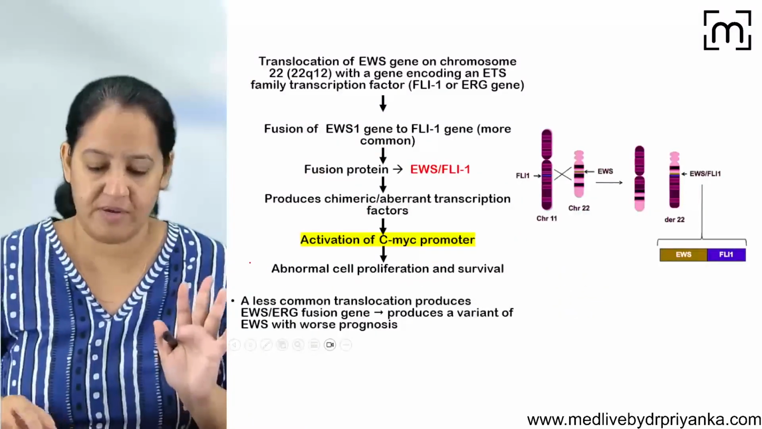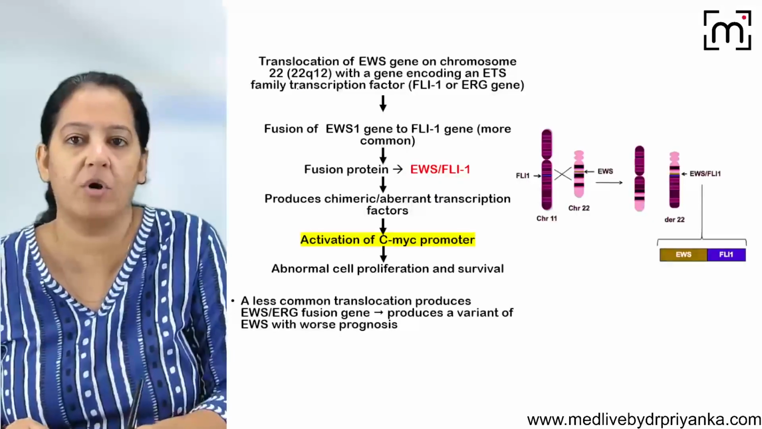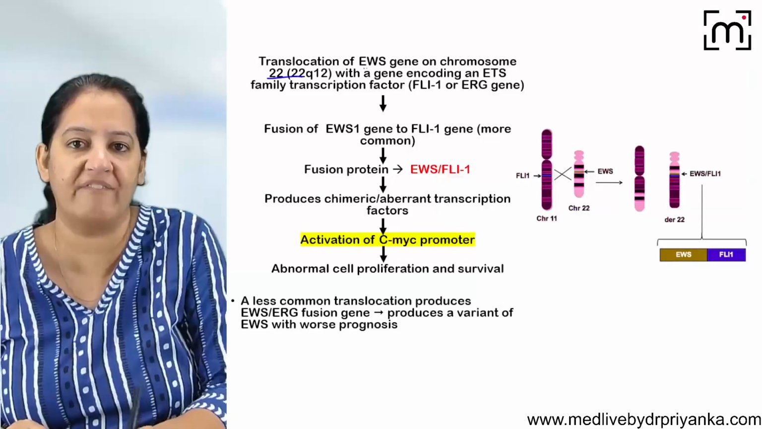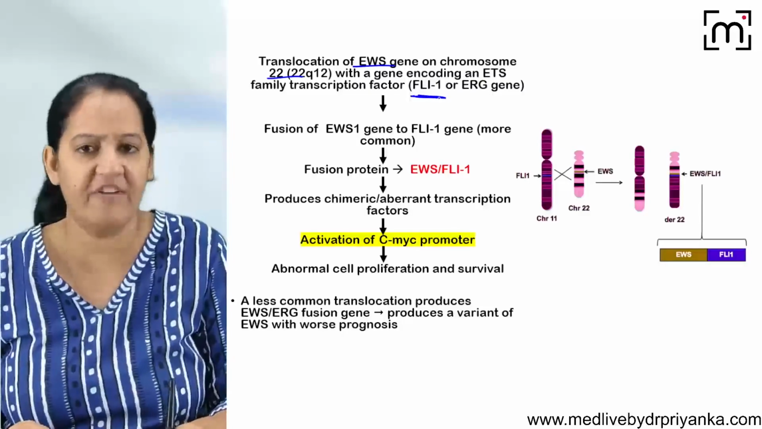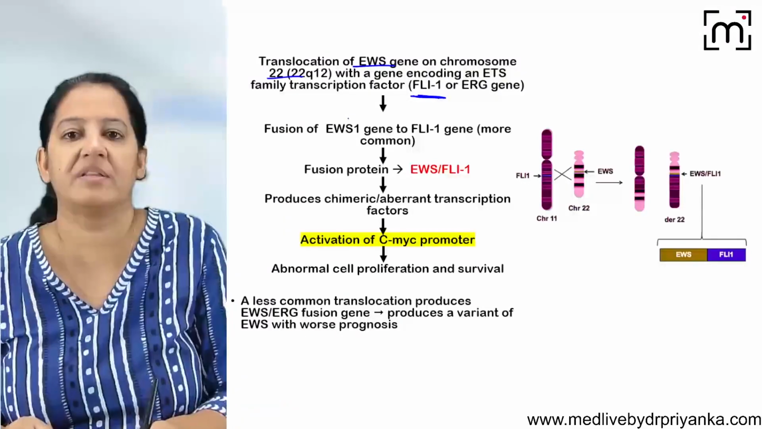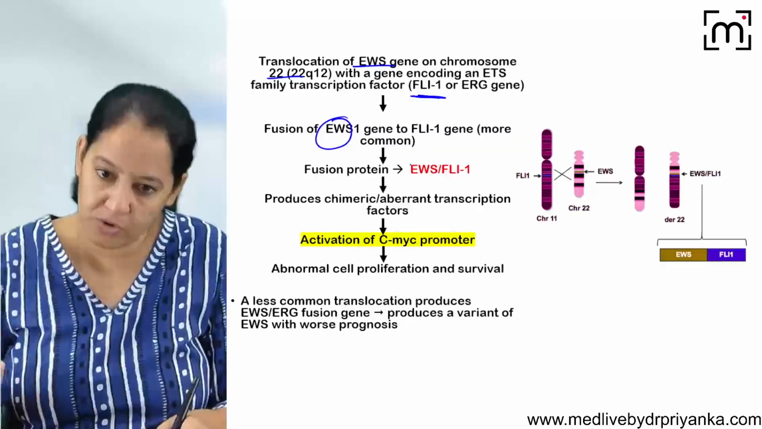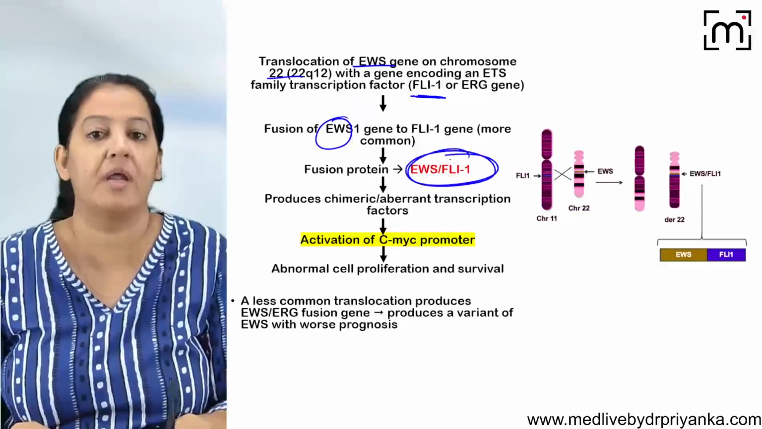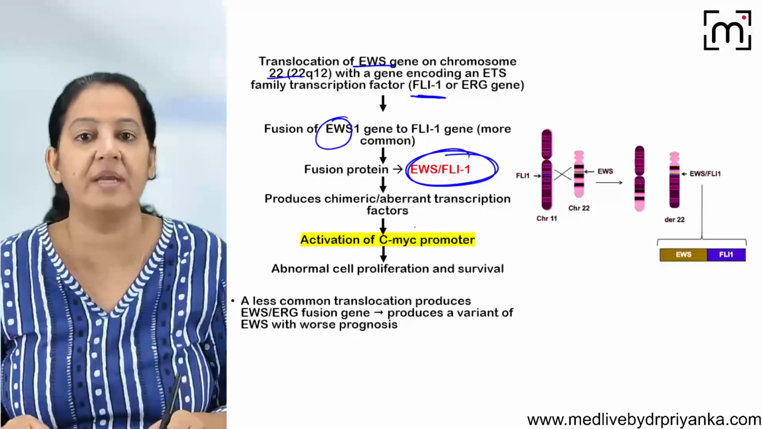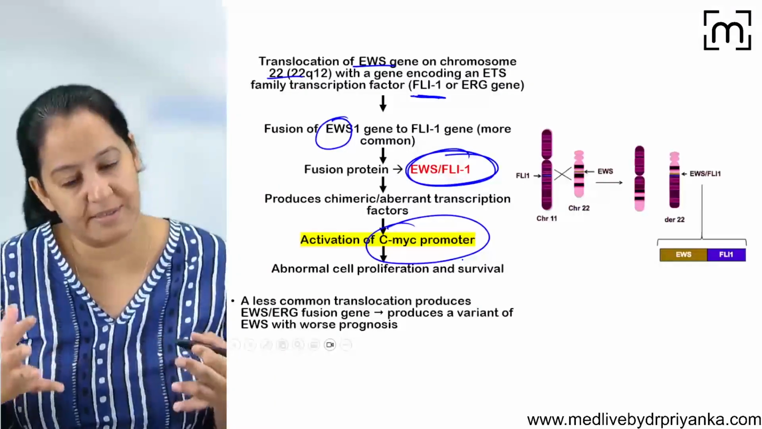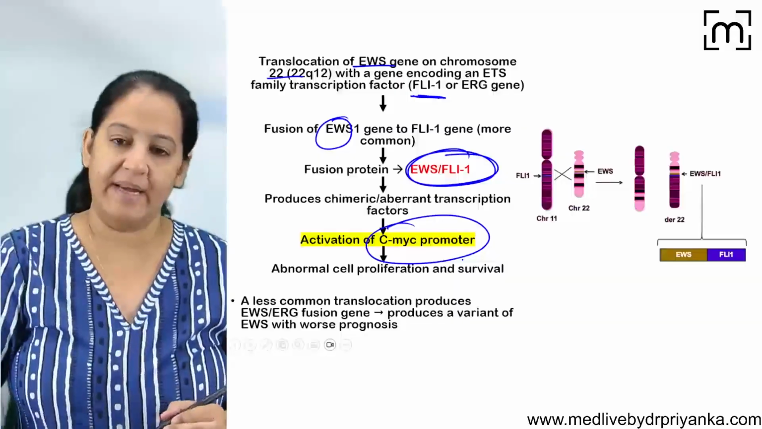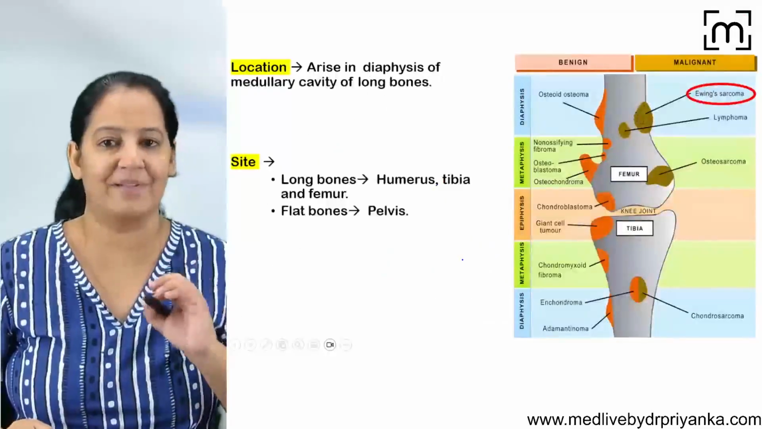So you can learn the translocation and the same thing you can see: on chromosome number 22 we are having EWS gene and on chromosome number 11 we are having FLI1 gene. So during translocation that EWS gene goes to the FLI1 and forms a fusion gene. Because of formation of the fusion gene, c-MYC gets activated and it causes uncontrolled mitosis of the cell and that's why it leads to Ewing sarcoma. So this is the pathogenesis.